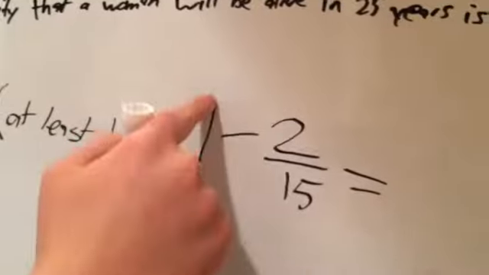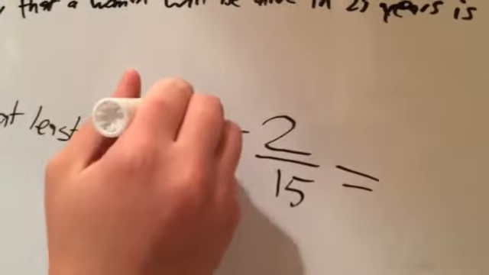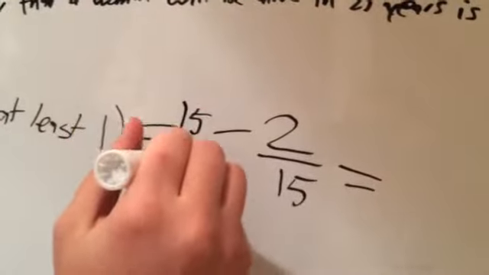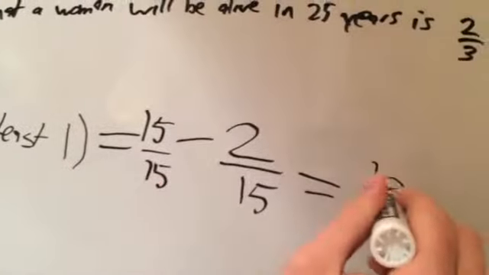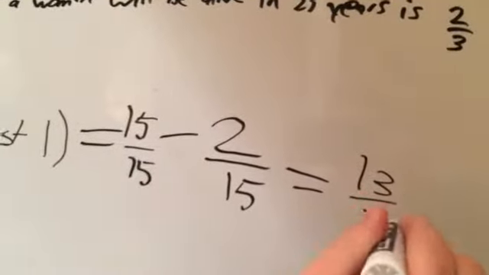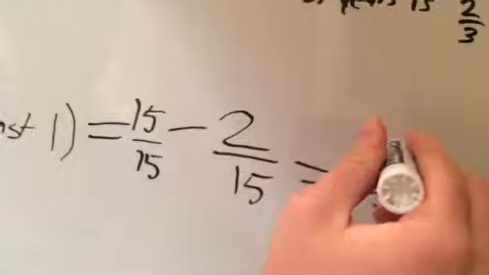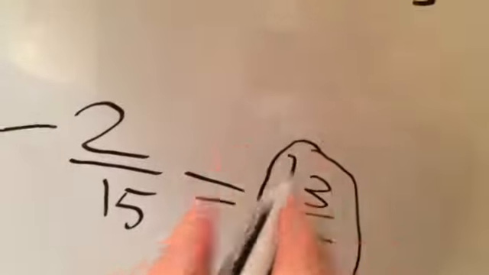And if you want, we can change this to 15/15. So that will equal 13/15 for the probability that at least one of them will be alive in 25 years.